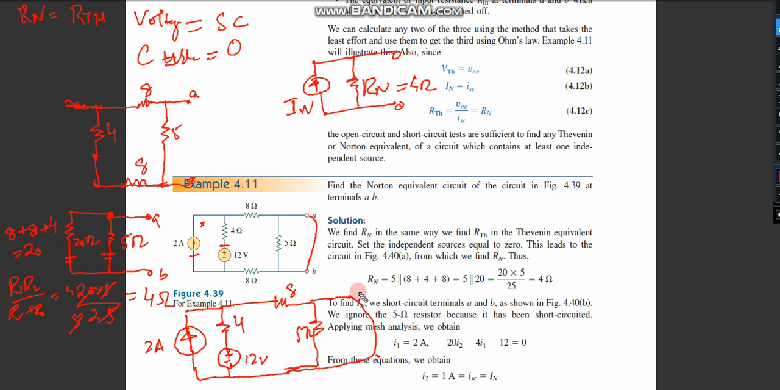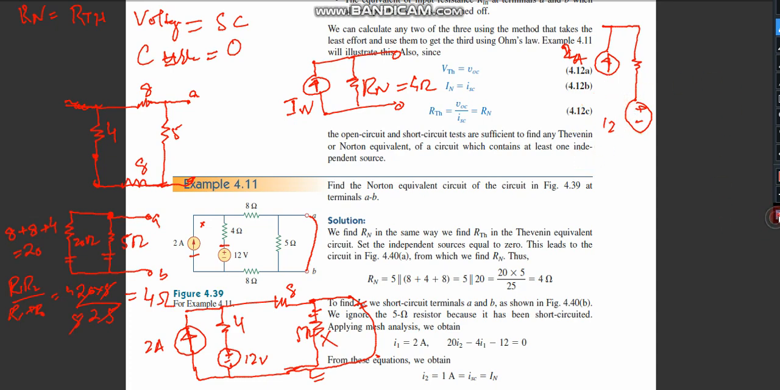So it means that if I have a short circuit, what do you think? According to the definition, if you have a parallel short circuit with a resistor, this resistor can be ignored, and we can redraw this circuit as 2 ampere. So basically this is 2 ampere, and then the 4 ohm resistor, and then the source which is 12 volts.